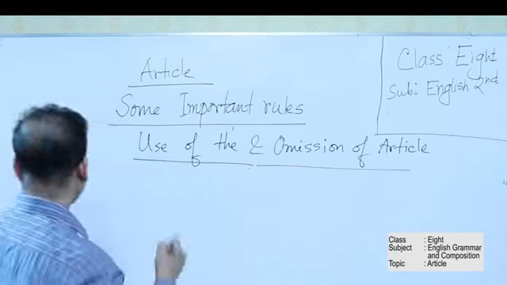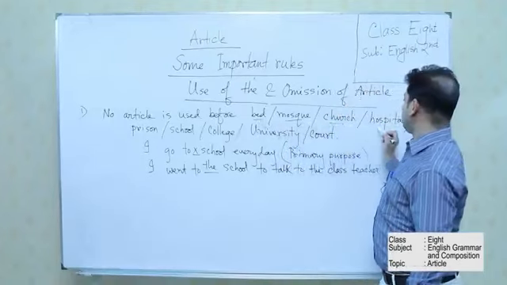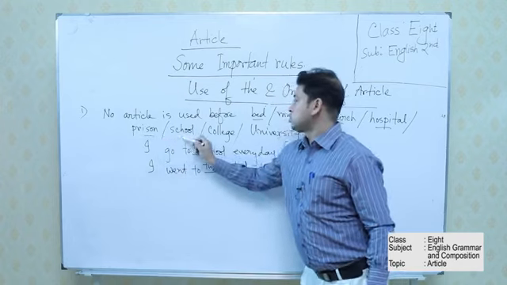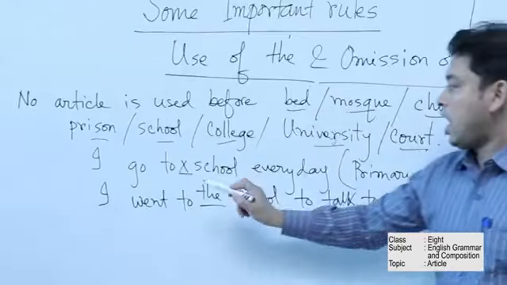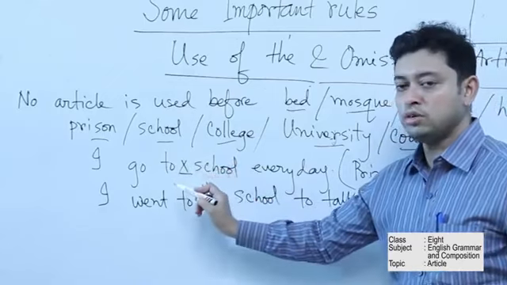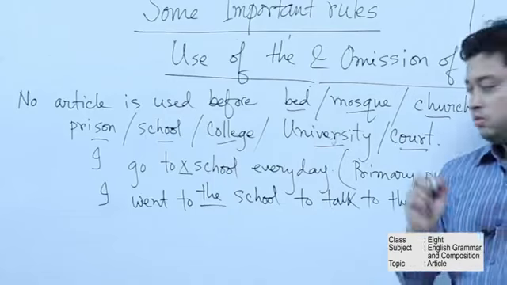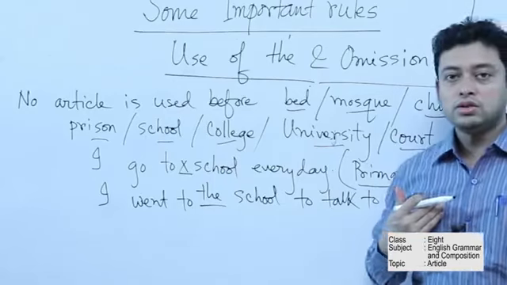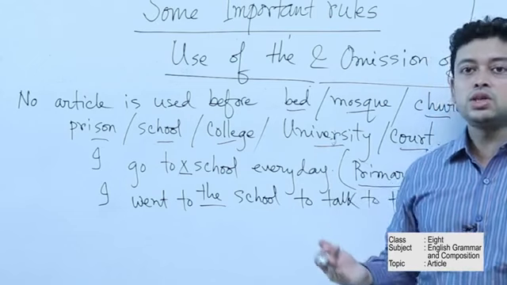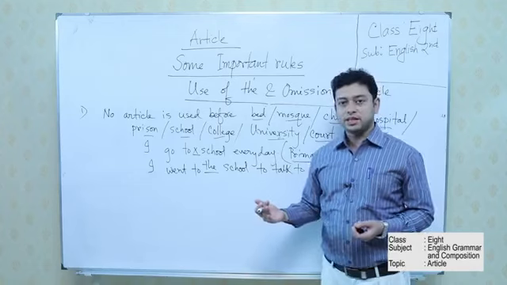It's very important. Dear students, you have to memorize these words: bed, mosque, church, hospital, prison, school, college, university or court. Example: I go to school every day, and we cannot put any article here. Why? The reason is I am going there for my primary purpose. I am a student, so I should go to school. As a student, I should go to school. This is kind of a habitual fact.